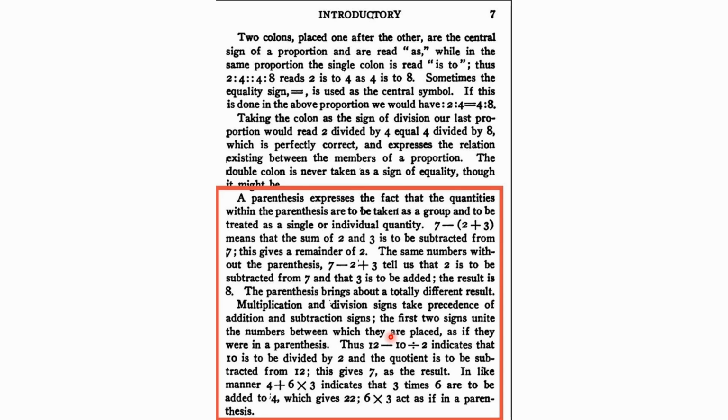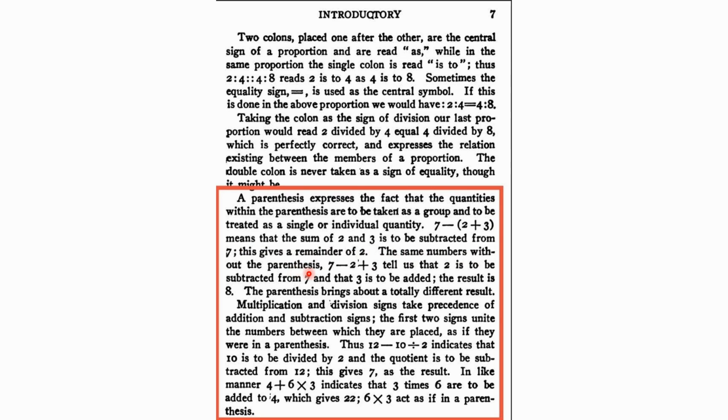But of course, I'll see people say, well, back in my day, it was left to right. Well, back in your day, the answer was still 10. Here's a 1922 textbook, okay? You can see the old print here. A parentheses expresses the fact that the quantities within the parentheses are to be taken as a group and treated as a single or individual quantity. So for example here, 7 minus, and then they have 2 plus 3 in parentheses. It means that first of all, with the parentheses, you have to sum the 2 plus 3 here, which gives you 5. And then you're going to have 7 minus 5 is 2. And they even say that here.